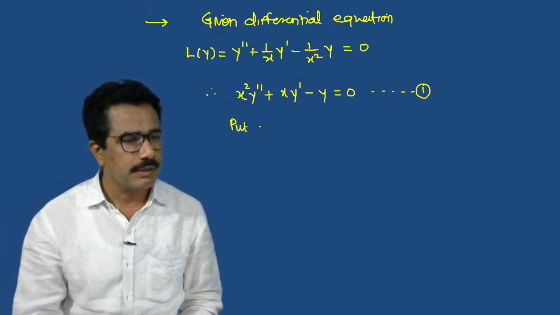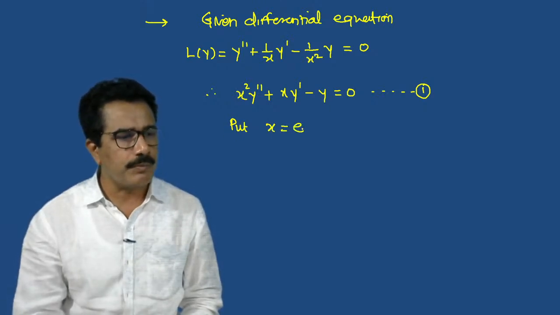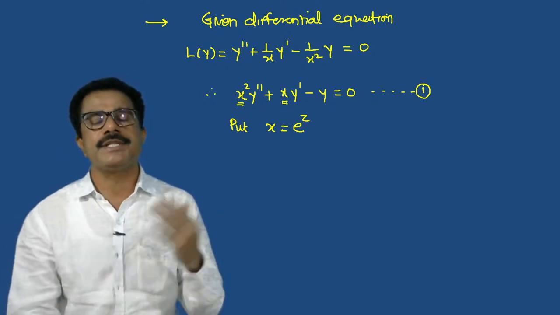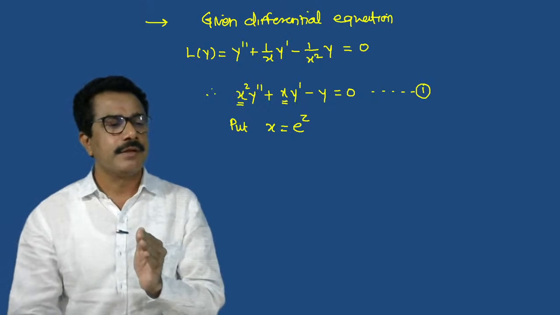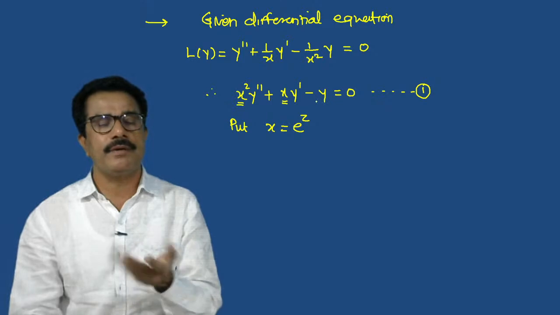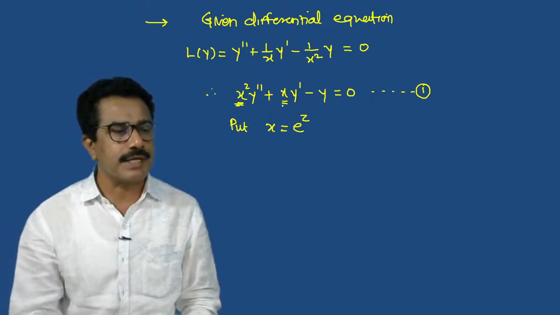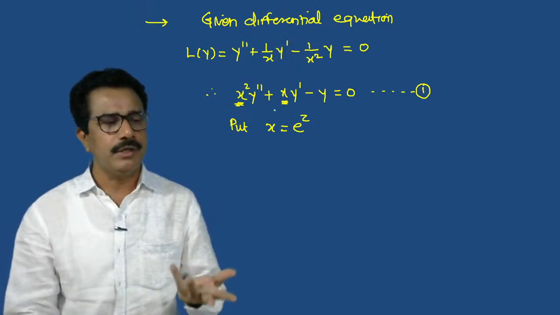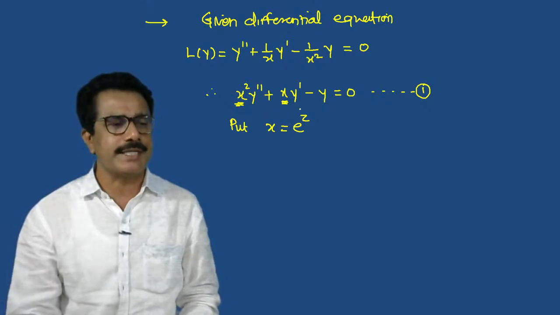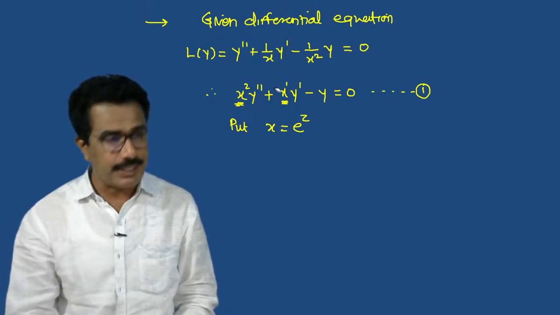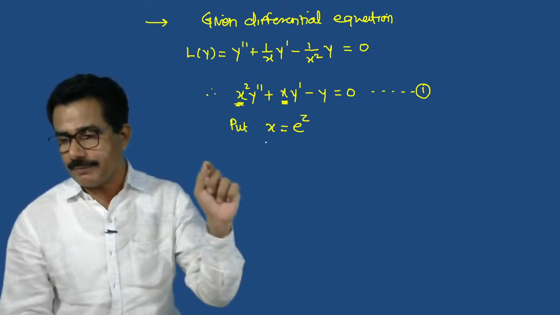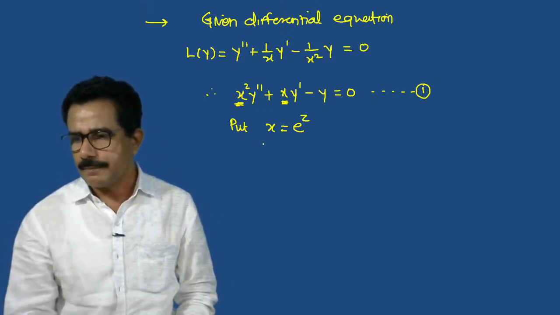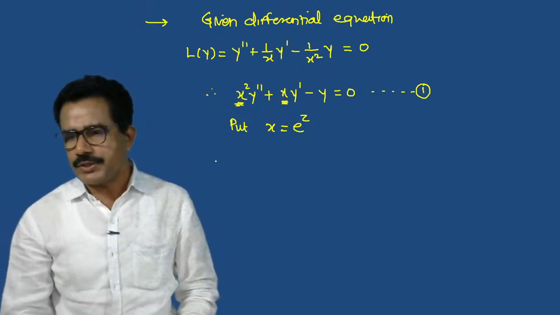So we have to put x is equal to, suppose, e raised to z. Generally, see this, if there is a common term, x square times the double dash plus x times y dash minus y, whatever may be. If the variable's coefficients are the same terms, whatever the index, then for a double derivative the index should be 2, and for a single derivative the index should be 1. In this way, we can put x is equal to e raised to z.